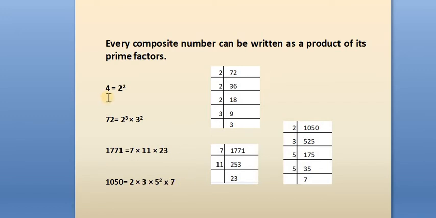Now you can see that 4 cannot be represented by any product of other prime numbers. It means that 4 is only 2 square. You cannot have any other prime numbers in 4. Similarly, 72 cannot have any other prime numbers other than 2 and 3, and 2 appears 3 times and 3 twice. Similarly, 1771 can have only prime numbers 7, 11 and 23. 1050 can have only prime numbers 2, 3, 5 square and 7. So this is why the fundamental theorem of arithmetic states that the prime factorization of every composite number is unique.